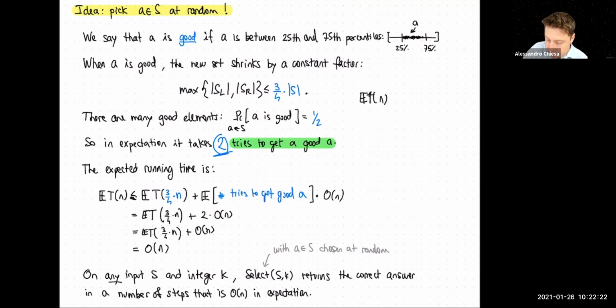And so we can first write T of n. Now, T of n at this point is a random variable, right? And what is it equal to? Well, it's not really the same random variable, but it's another random variable that represents the recursive call, plus the number of tries times order of n. Now, this is a random variable, right?